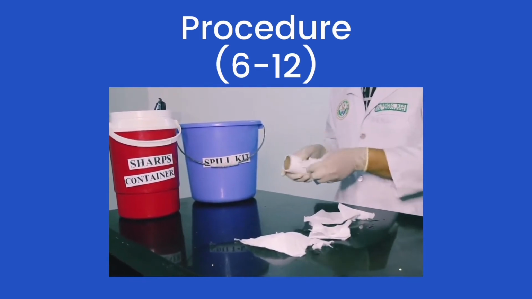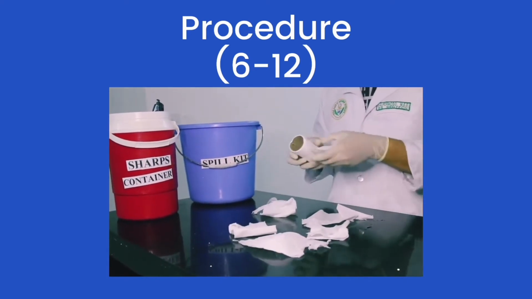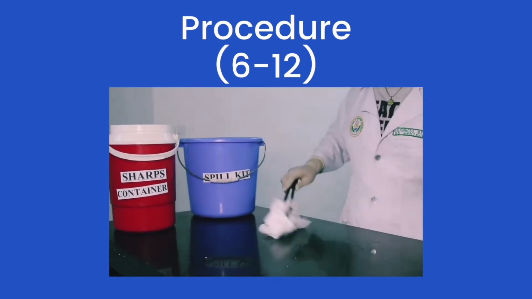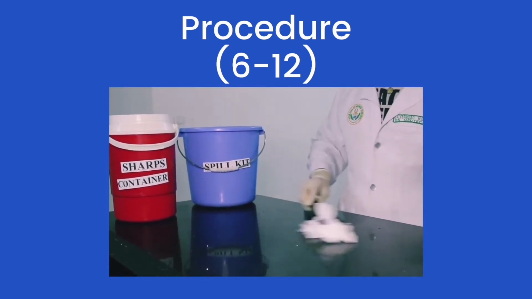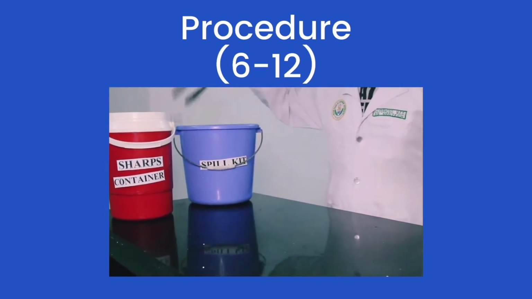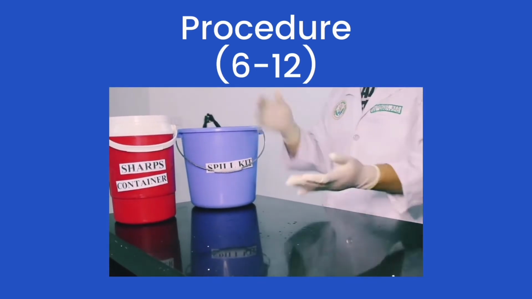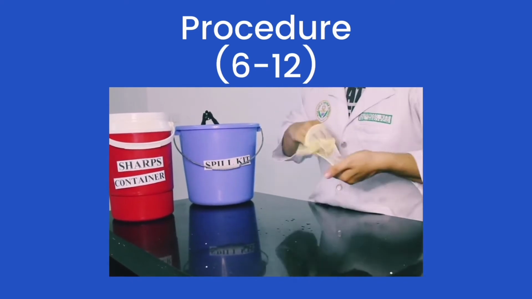Then we place again another set of absorbent material until the whole area has been cleaned and dried. Again, we use our tongs and put it in the sharps container or the infectious yellow bag. Then, of course, we disinfect our tongs before placing it back into our spill kit. And that's steps 6 to 12.